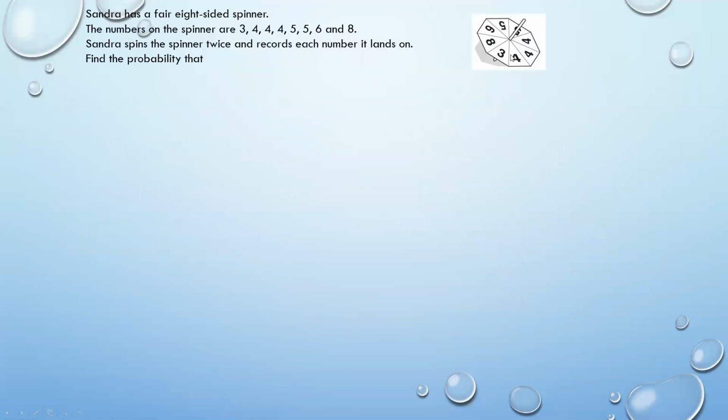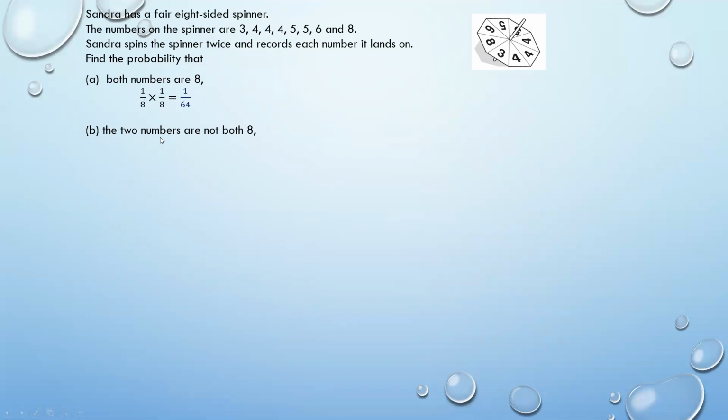The spinner. Okay, you have the 8-faced spinner with these numbers and then spin twice. It says she spins twice and records. Okay, find the probability that both are number 8. Okay, every time must be 2 spins. So it has to be 1/8 times 1/8 because you want to get 8. Right? 8 is only one chance out of 8. So 1/8 times 1/8. This is the answer.